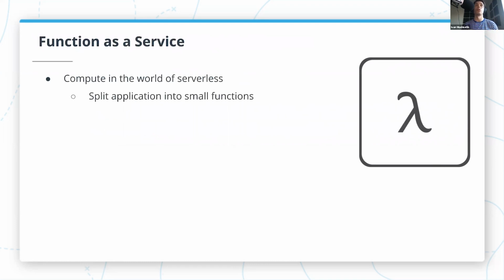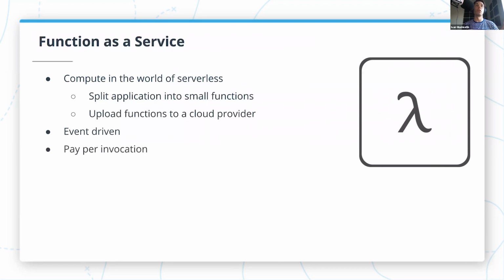And to use function as a service, we now need to split our application into small functions. And then we need to upload those functions to a cloud provider, and the rest is implemented by the cloud provider. Those functions are event-driven, meaning that they are called when an event of a particular type occurs in the cloud environment. And when we use function as a service, we pay per invocation. If our functions are not invoked, then we don't pay. And the cloud provider takes care of the rest.